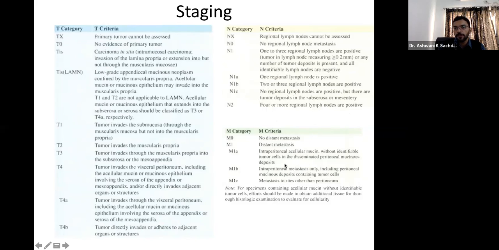Okay. M1 staging, M1A is also different, like intraperitoneal acellular mucin without cells identifiable is M1A. M1B is intraperitoneal metastasis only, and there are peritoneal mucinous deposits containing the tumor cell. If there is mucin deposit without tumor cells, it is M1A, and if there are tumor cells identified, it becomes M1B, and M1C is metastasis to other sites other than peritoneum. Okay.